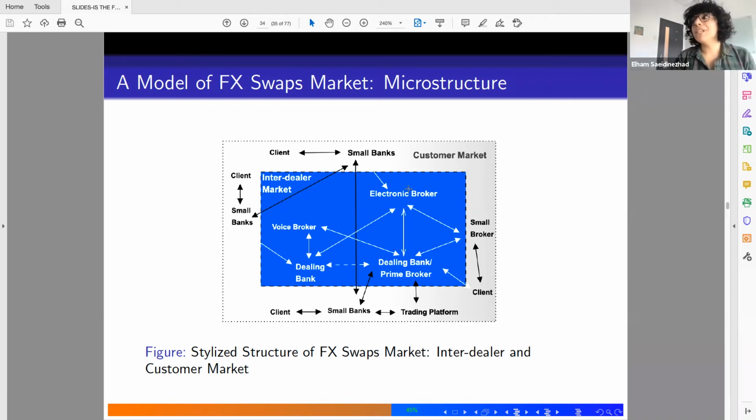The other important point that I want you to notice here is that we have a form of financial intermediary called prime brokers. In terms of the level and volume of transactions, or market share, the prime brokers are basically catching up with these dealing banks.